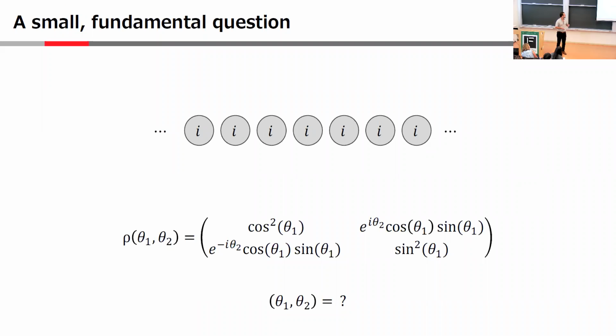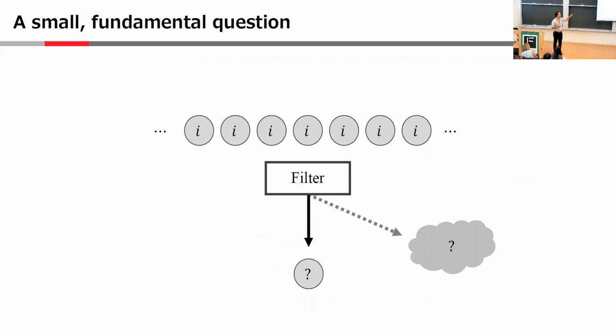So the question I want to ask is, given many copies of these states, can I filter them in some way so that I compress a lot of this information into just one state or into a few? And then I want to know how much information do I lose when I'm doing that. So that's the question.